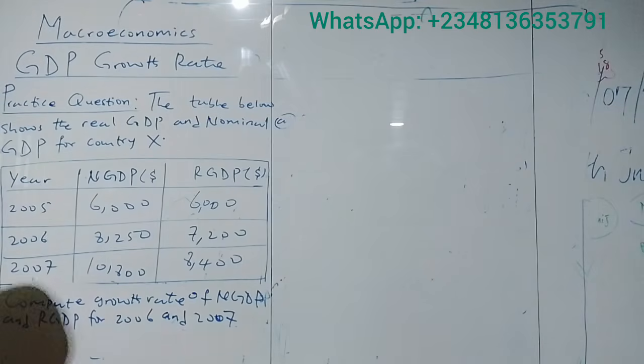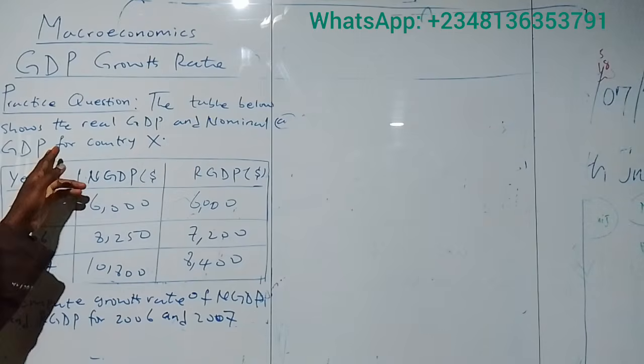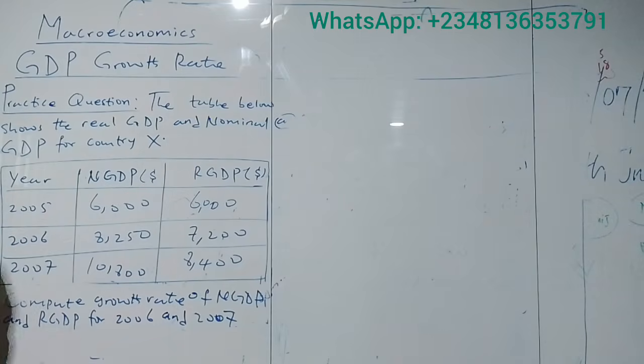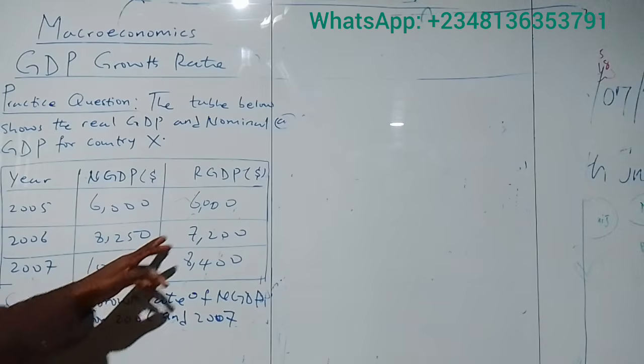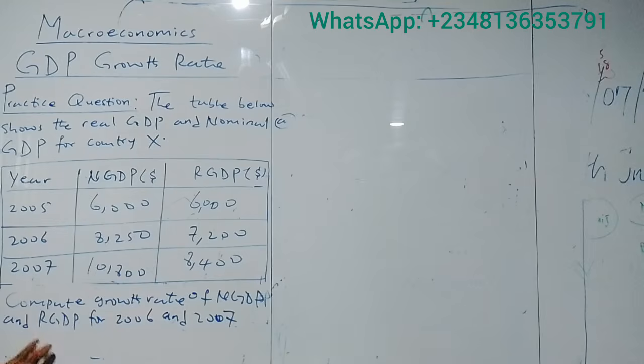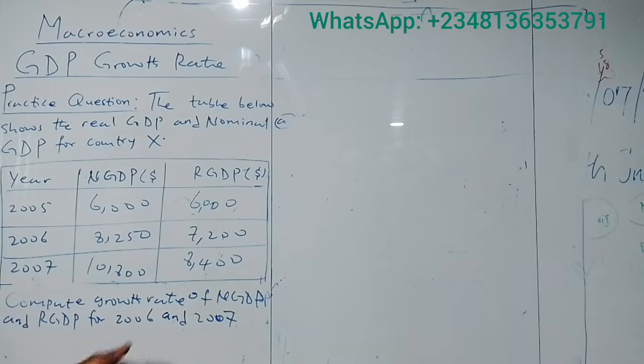Here is the question. The table below shows the real GDP and nominal GDP for country X. Here is the table. We have years: 2005, 2006, and 2007. We have nominal GDP for these years, and real GDP. And the question asks us to compute the growth rate of nominal GDP and real GDP for 2006 and 2007.